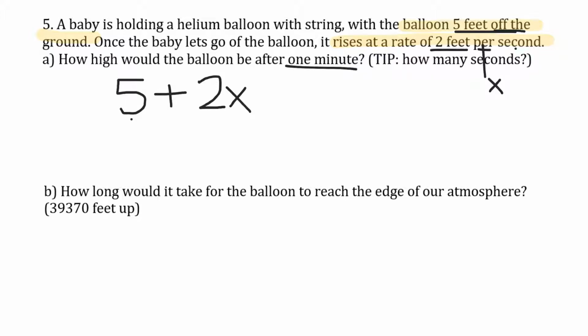Well, of course, 1 minute is also 60 seconds. So to figure out how much it rises in 60 seconds, we would do 60 times 2. But then, of course, we also have to add that initial 5 feet.